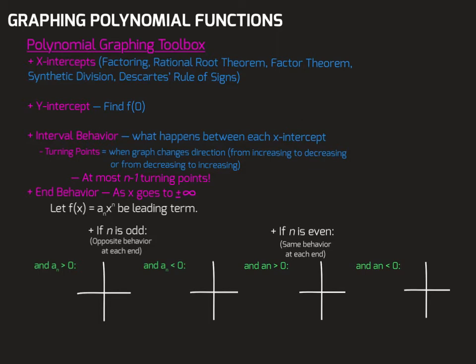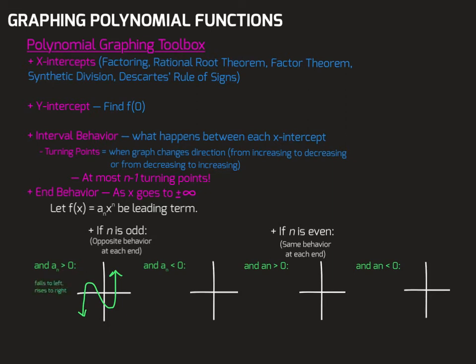So the first thing that could happen is if n is odd, so we have the opposite behavior at each end, but the leading coefficient is positive, that means that the graph will fall to the left and rise to the right. Something potentially like this. Notice it is falling to the left and rising to the right.